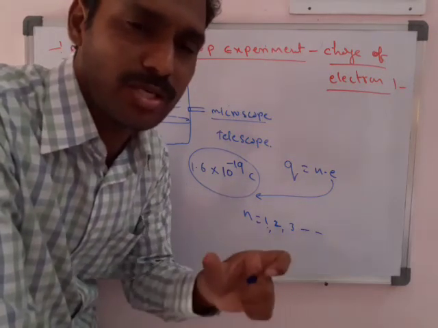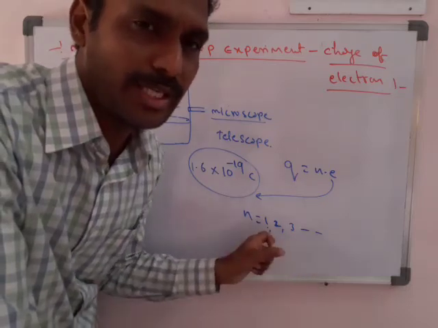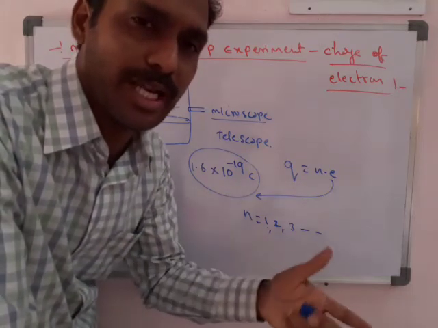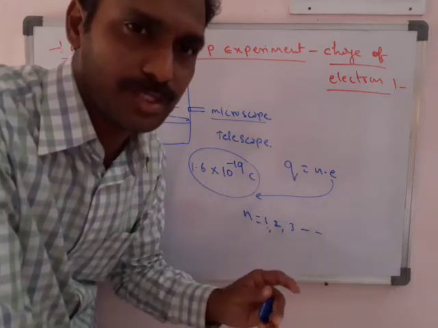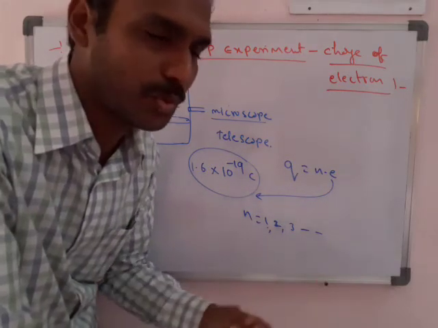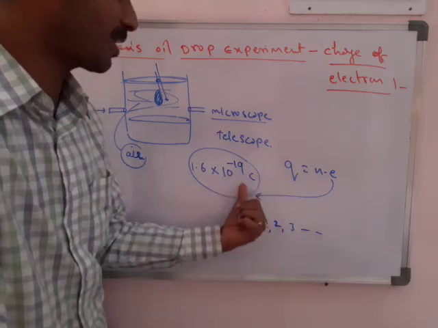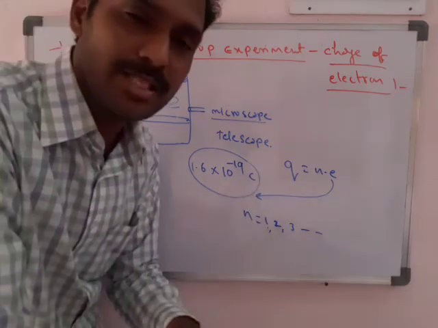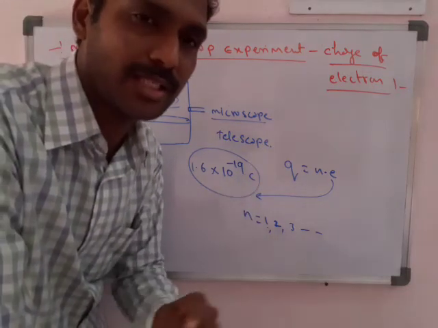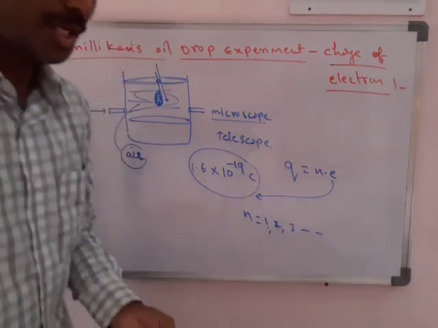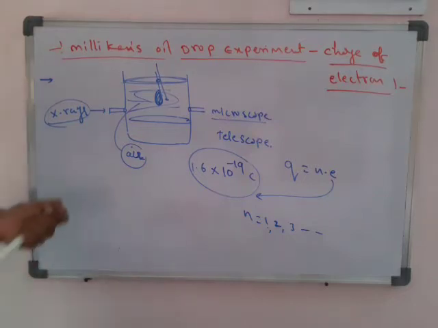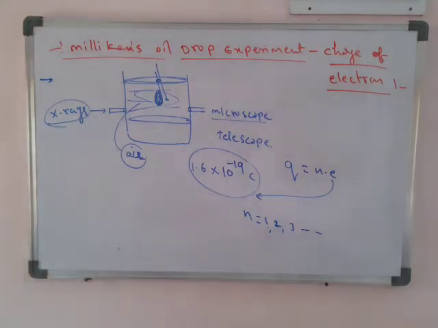So the other charges are 2 times, 3 times, 4 times, 5 times, and there can be even more times. But the basic value he observed is 1.6 into 10 minus 19 coulombs, which is the charge of the electron. So finally he concluded that the charge of the electron is this one. Okay, so first we read some points about it.